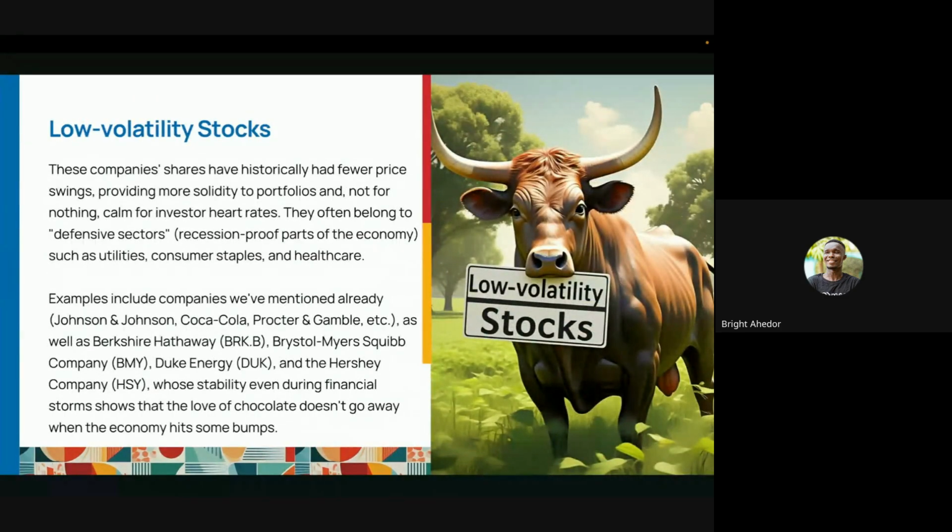Another one is low volatility stocks. So this could be another person's strategy. These company shares have historically had fewer price swings, providing more solidity to portfolios. Not for nothing, it's easier on investors' heart rates. They often belong to defensive stocks. So for instance, typically Tesla is not going to fall in this category. With Tesla, once Elon Musk says something, the prices jump up or jump down. So it's not a low volatility stock, right?